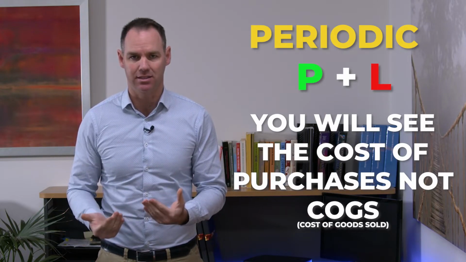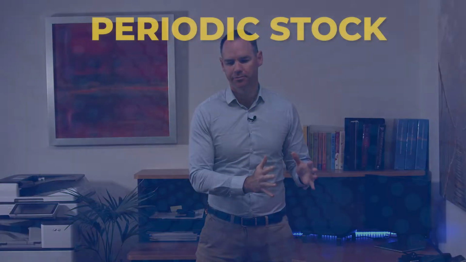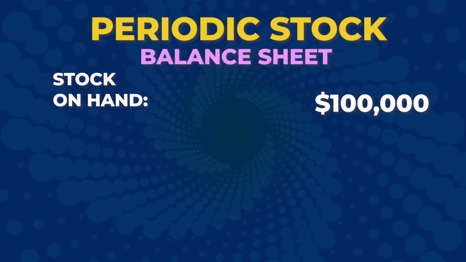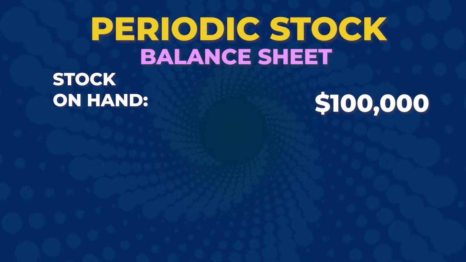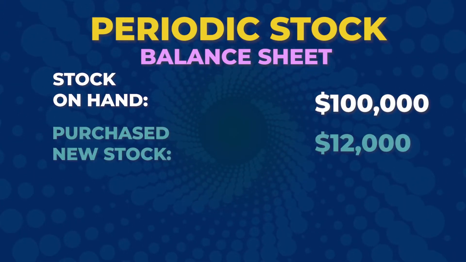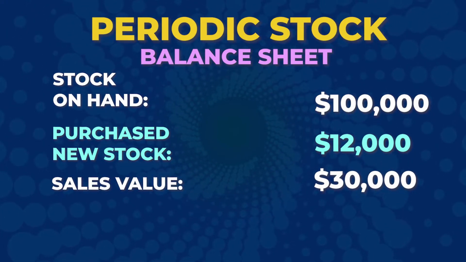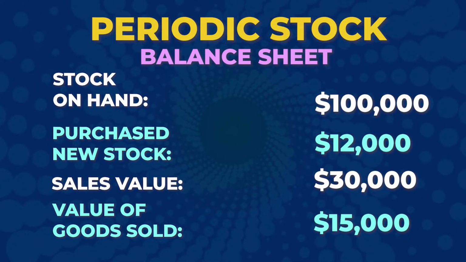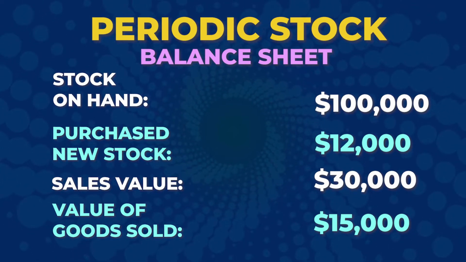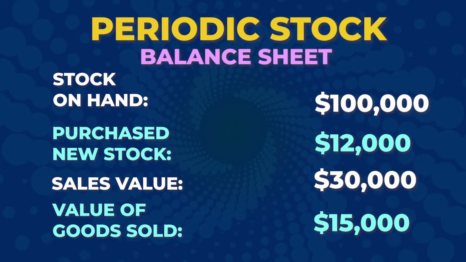We'll use the exact same example that we just did with perpetual stock and how that will look with periodic stock. To begin with, we'll have $100,000 stock on hand and we'll assume that the $100,000 is an accurate value of what we have on hand at the start of the day. We purchase the $12,000 worth of new stock, we sell $30,000 again for the day, and we have a value of the goods sold at $15,000. The stock on hand at the end of the day will still show $100,000. This won't change until we have a stock adjustment.